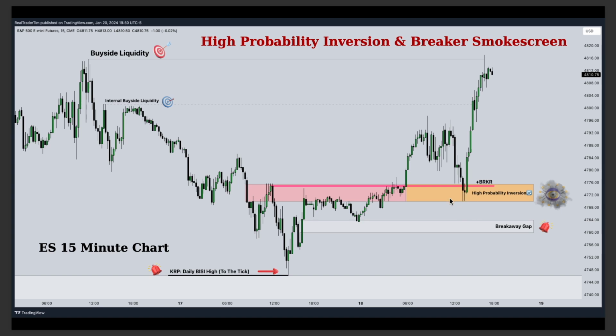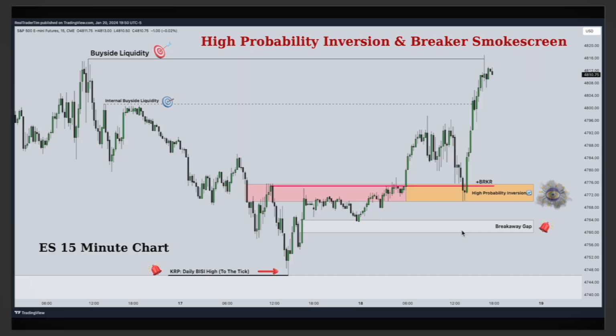Now, look at this delivery right here, exactly to the low of that high probability inversion. And look at the bodies closing above consequent encroachment, or 50% of that high probability inversion. So we have the breaker in the high probability inversion acting as a smokescreen for price to come down to this breakaway gap. And this is a really good example on this 15-minute chart.